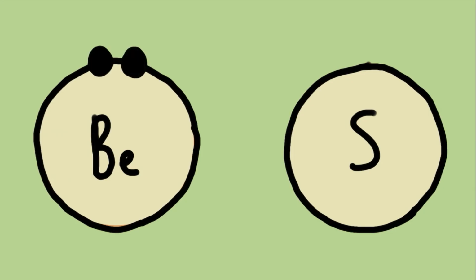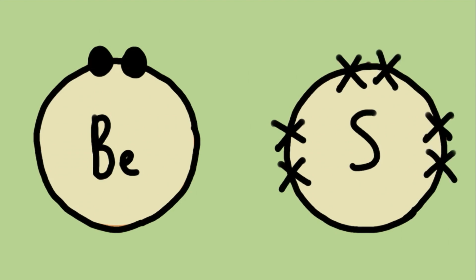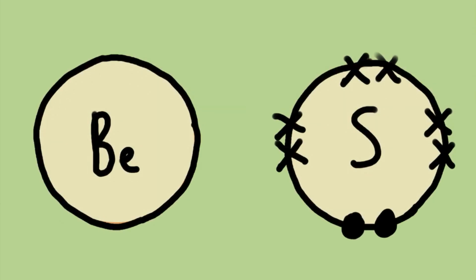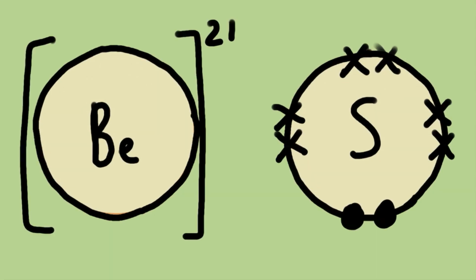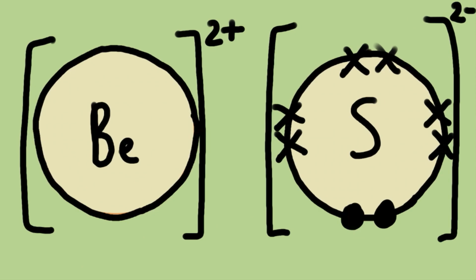Beryllium is in group 2, 2 electrons in its outer shell. Sulfur, group 6, 6 electrons in its outer shell. Beryllium will transfer its 2 electrons to sulfur, so beryllium will get an overall charge of 2+, and sulfur 2-.